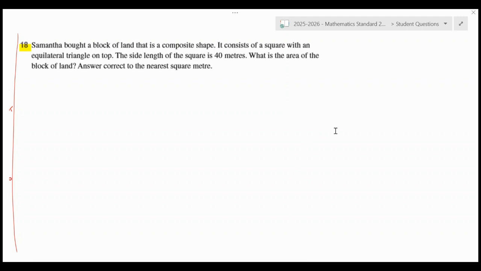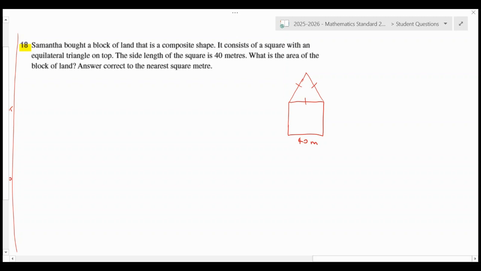All right, so how are we going to do this? Let's go with step 0 of my wonderful plan: we're going to draw it. It consists of a square with an equilateral triangle on top, so that means that side and that side are all equal. The side length of the square is 40 meters. So that is our diagram.